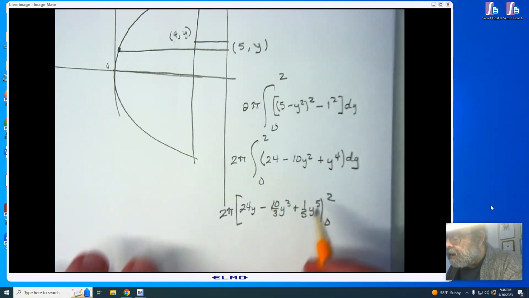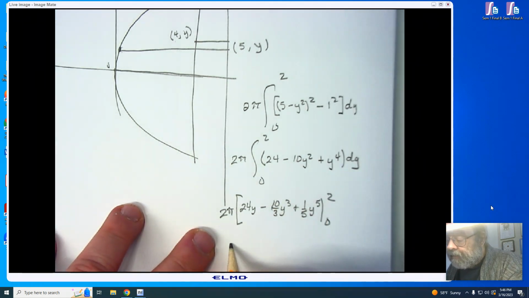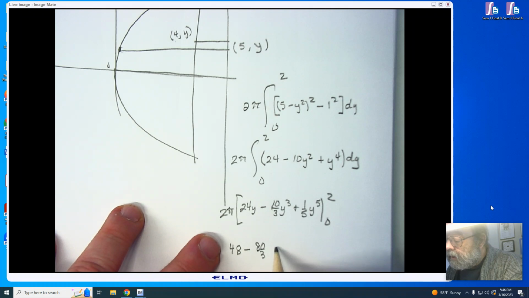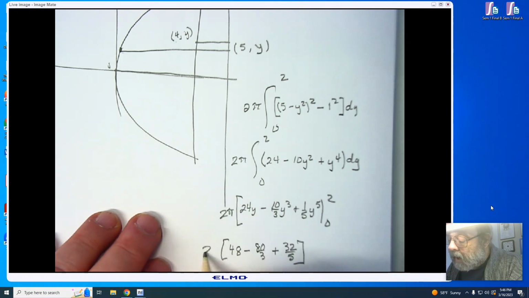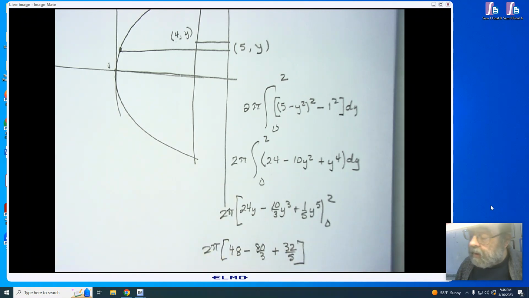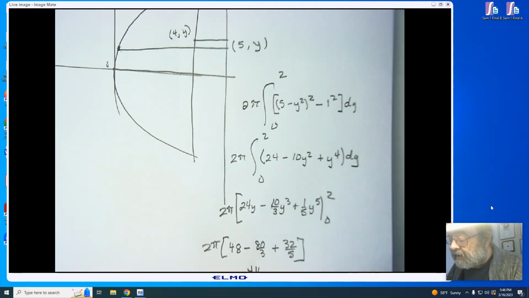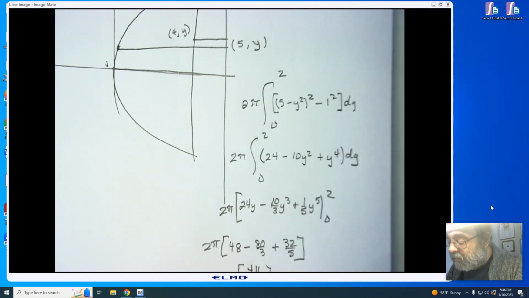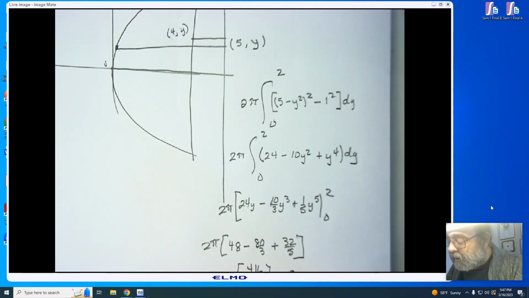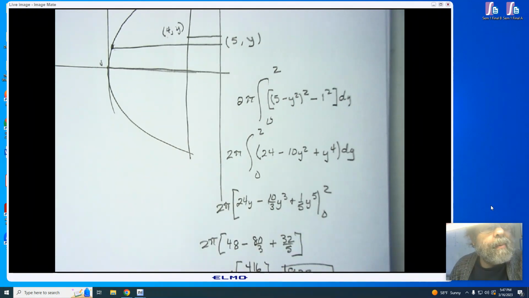So continuing, we're going to end up with 48 minus 80 thirds plus 32 fifths multiplied by 2 pi. And the 0 is going to just cancel. This is 416/15 multiplied by 2 pi, which is 832/15 pi. And I hope I did that one correctly.